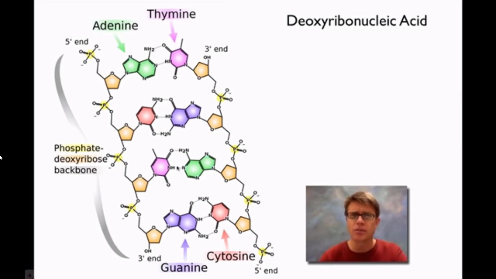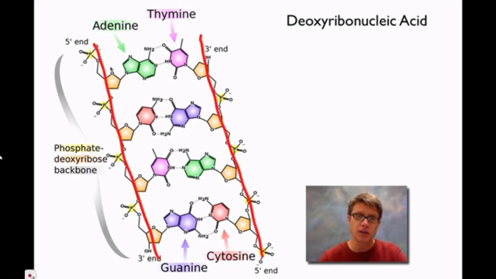Let's talk about some of the other large parts of DNA. If we look at the backbone, so the backbone is going to be on this side and on this side, and DNA kind of looks like a ladder. In other words, if this is the backbone, then the rungs of the ladder are going to be the nitrogenous bases that go right down the middle.